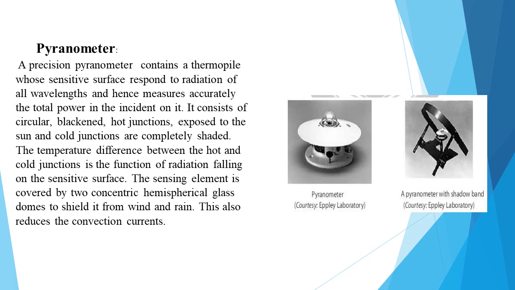Pyranometer. A precision pyranometer contains a thermopile whose sensitive surface responds to radiation of all wavelengths and hence measures accurately the total power incident on it. It consists of circular black end, hot junctions exposed to the sun and cold junctions completely shaded. The temperature difference between the hot and cold junctions is a function of radiation falling on the sensitive surface. The sensing element is covered by two concentric hemispherical glass domes to shield it from wind and rain. This also reduces the convection currents.